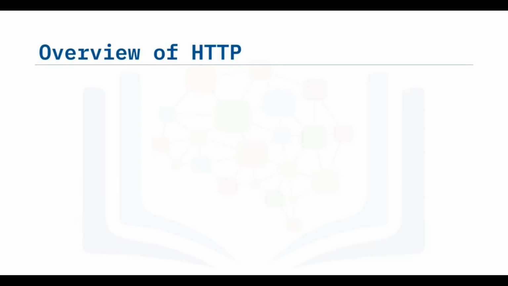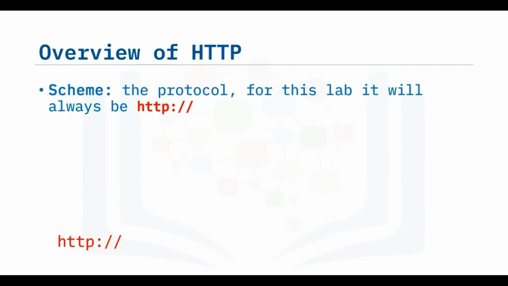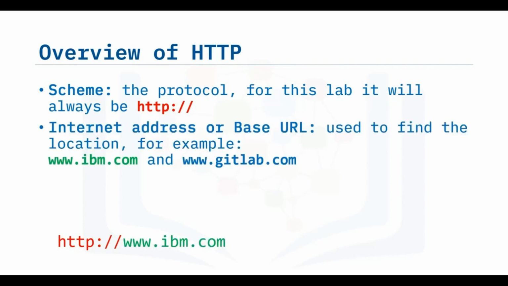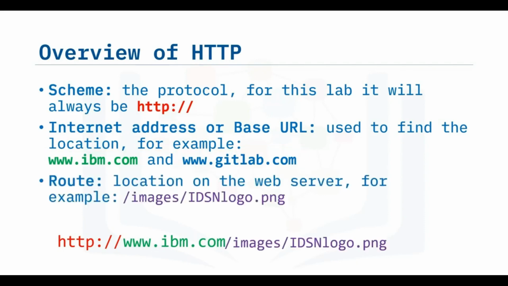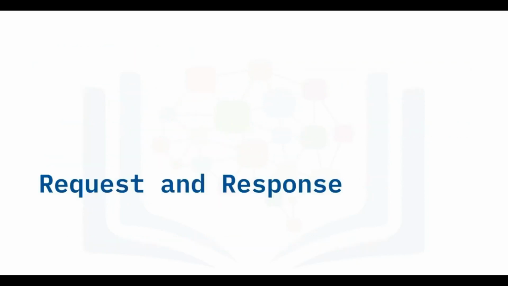We can break the URL into 3 parts. First, we have the scheme. This is the protocol, and for this lab, it will always be http://. The internet address, or base URL. This will be used to find the location. Some examples include www.ibm.com and www.gitlab.com. And finally, the route. This is the location on the web server. For example, /images/idsnlogo.png.